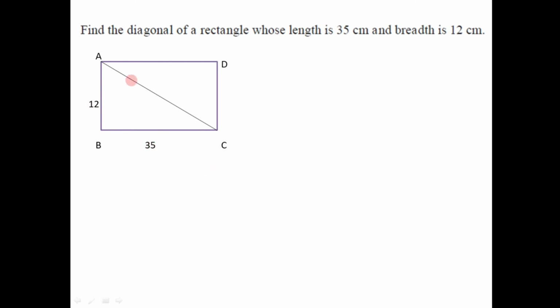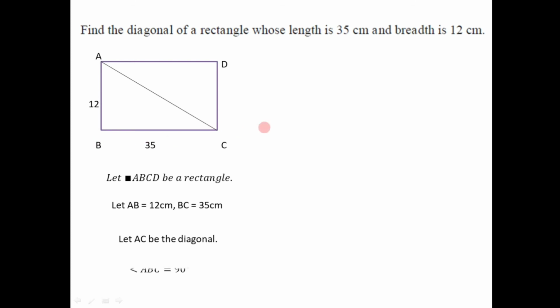So let us consider quadrilateral ABCD to be a rectangle where the length AB is 12 centimeter and length BC is 35 centimeter and AC is the diagonal. Now we know that each angle of a rectangle is a right angle, so we have to use that property. The diagonal AC makes two right angle triangles of this rectangle. So triangle ABC is a right angle triangle because each angle of a rectangle is 90 degrees.